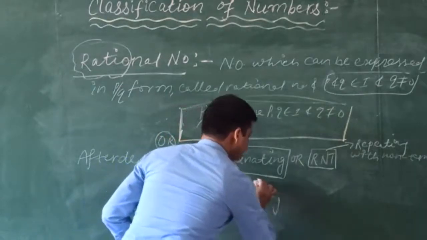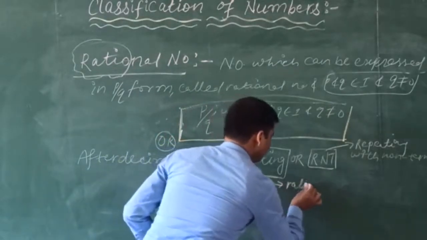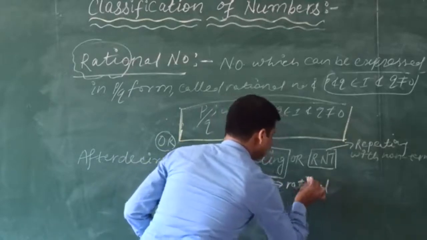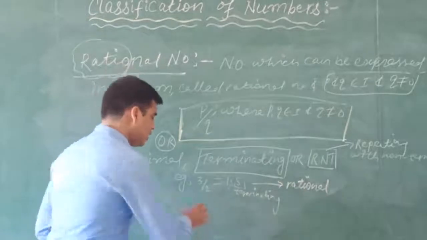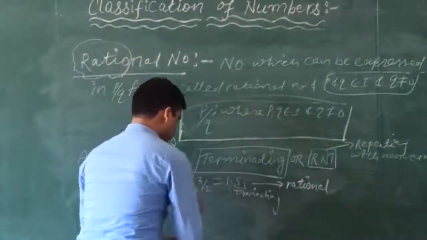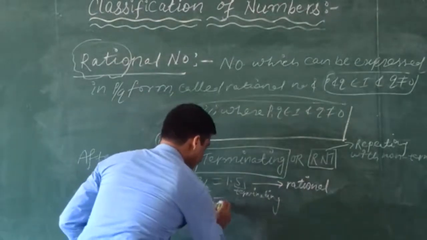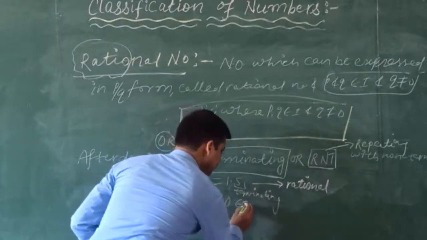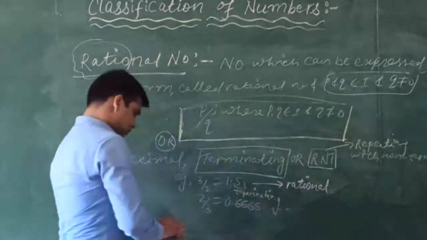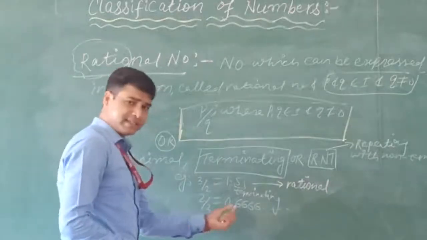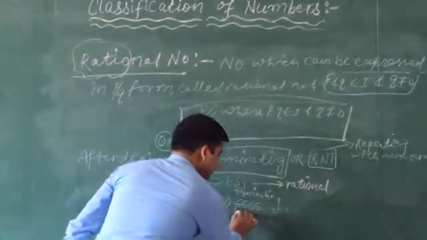Okay, so this is rational. This is irrational because the condition after decimal: if a number is terminating, then it is rational. 2 by 3. What is the value of 2 by 3? 0.6666, in this way it is going. So if you notice, after the decimal this 66 is repeating, so this number is repeating.